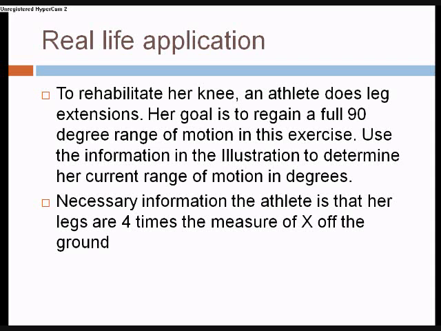Many of you guys always wonder, like, when am I ever going to use this in life? How is this pertinent to what I'm going to learn? I don't want to do this. I'm never going to use it. It's not useful. Well, this method of substitution can be used to solve problems, like one pertaining to physical therapy.